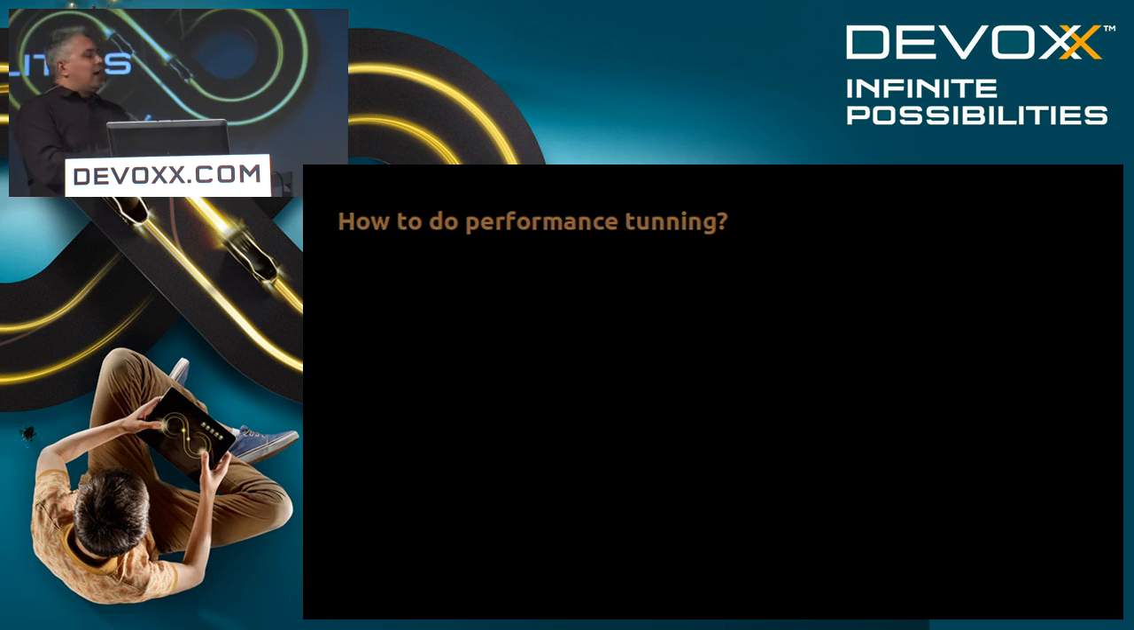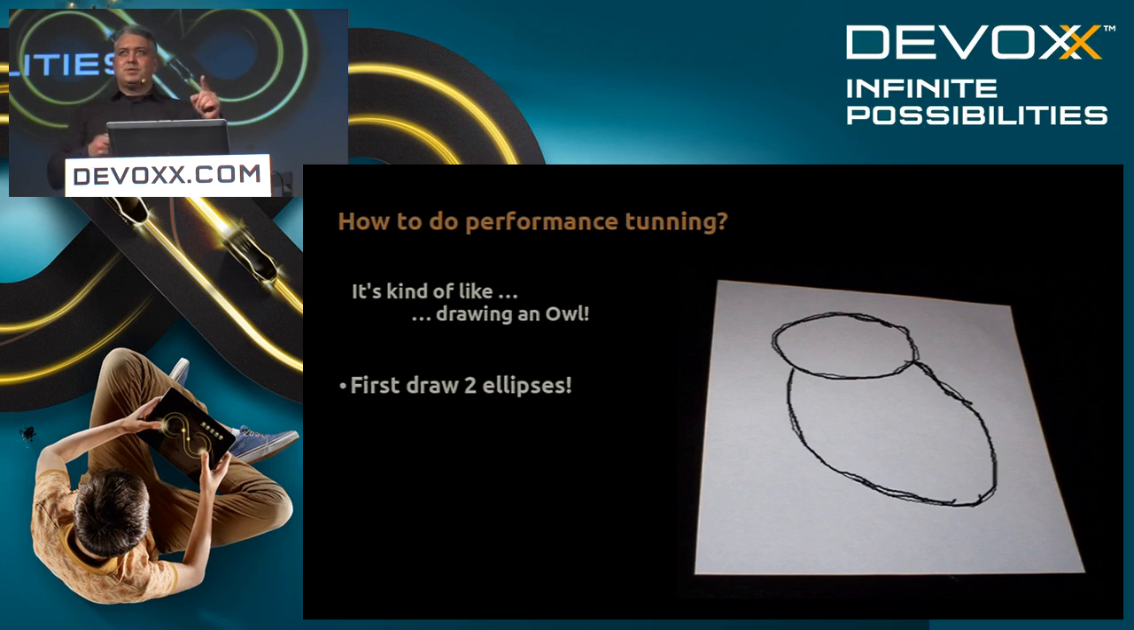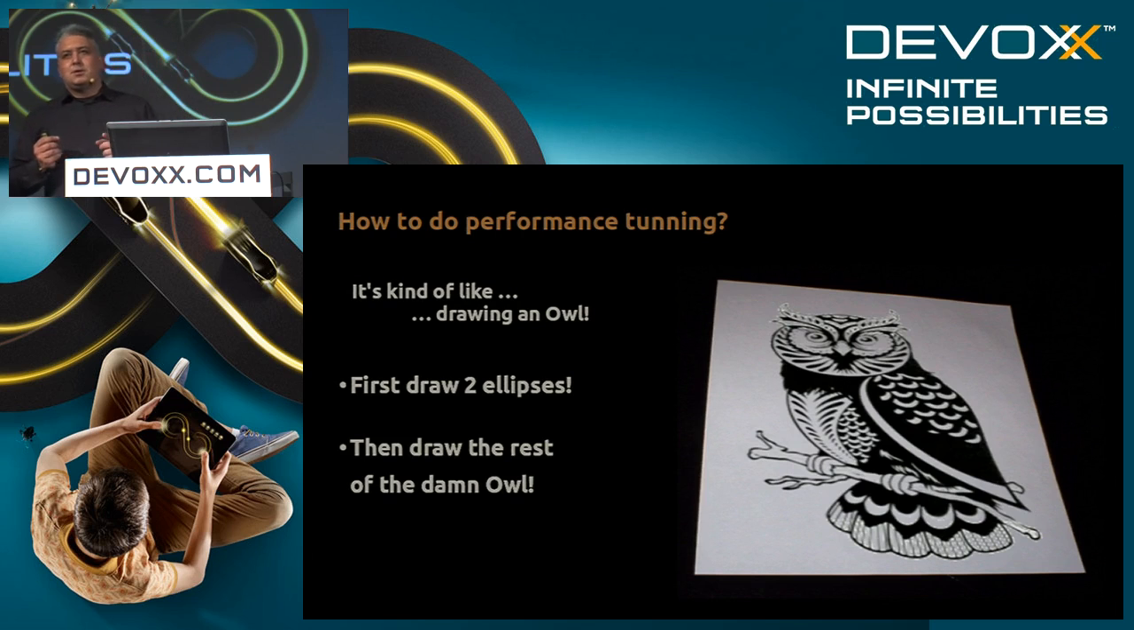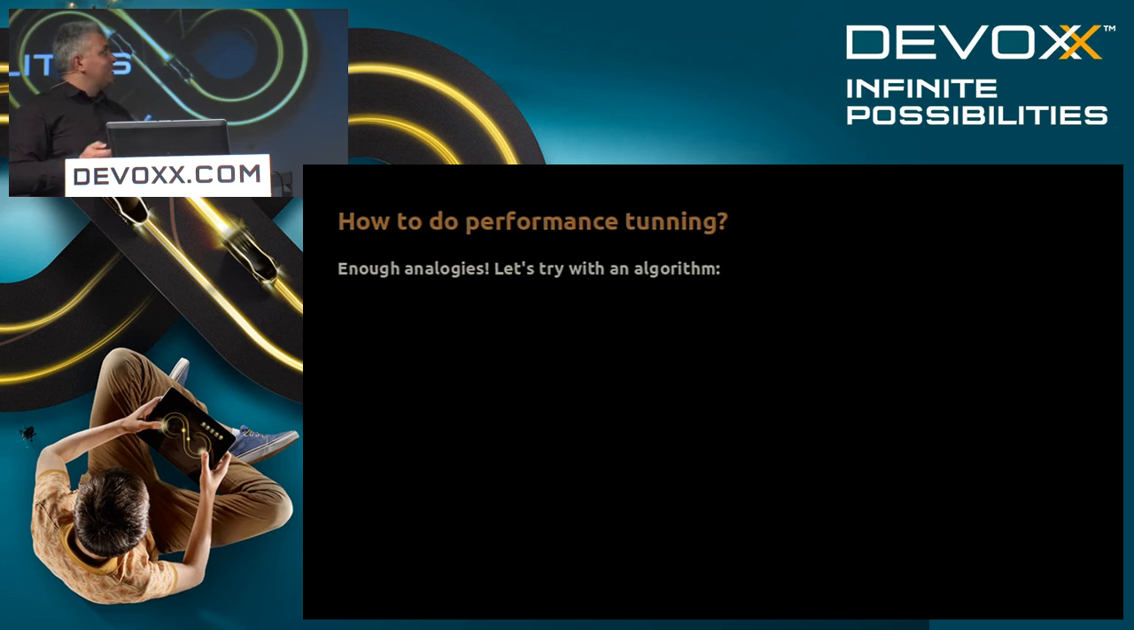A lot of people then ask me, how do you do performance tuning? Anytime we do a talk, people think you're smart and they come and ask you for recipes. So I always tell them it's like drawing an owl. It's an old joke, you probably know it. You first draw two ellipses, and then you draw the rest of the owl. All right, so that's basically how performance tuning works.